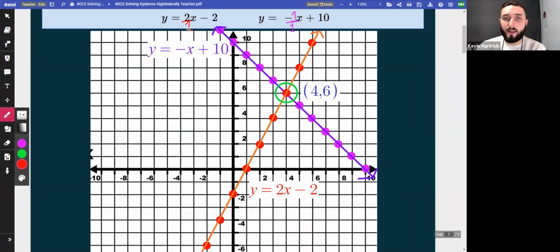It's important, just like we were talking about for this entire unit, when you graph a line, to find all the points on that line that would fit on the graph. It's just good for completion purposes. So our solution here is 4, 6.